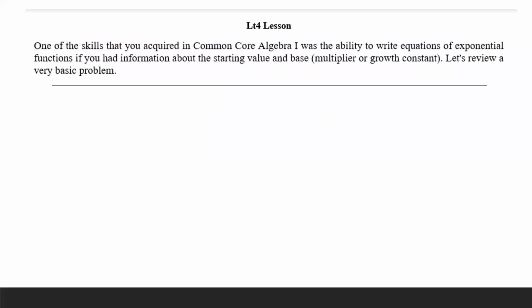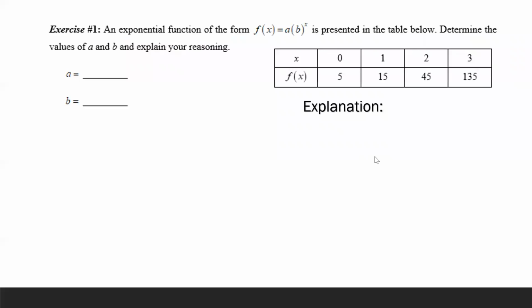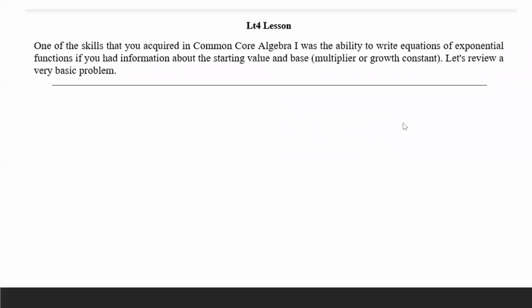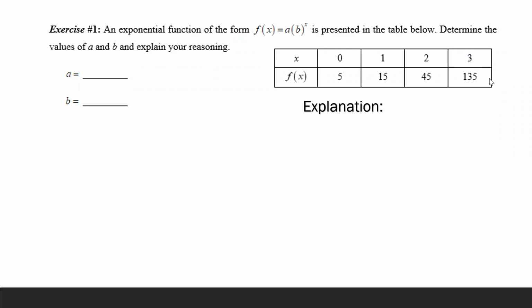LT5: you did a little work with Common Core with exponentials. We're kind of just growing it. Basically, you're given 2 coordinate points and you have to come up with the formula. An exponential function of the form f of x equals a times b raised to the x is presented in the table below. Determine the values for a and b and explain your reasoning.